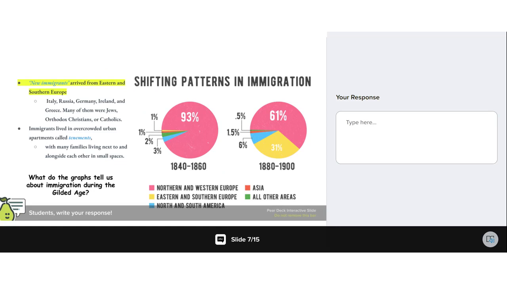Immigrants lived in overcrowded urban apartments called tenements, with many families living next to and alongside each other in small spaces. These tenements were very crowded and dirty.